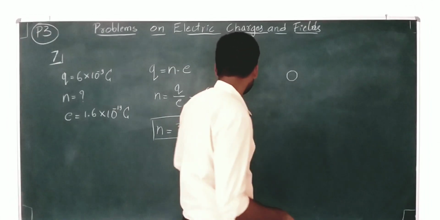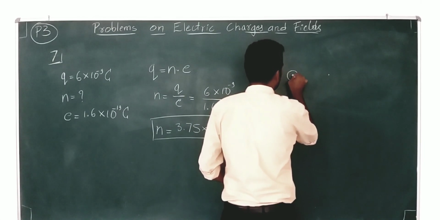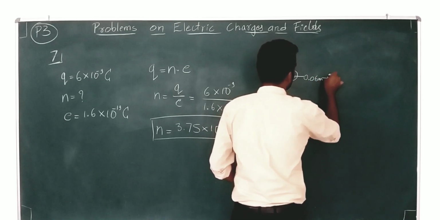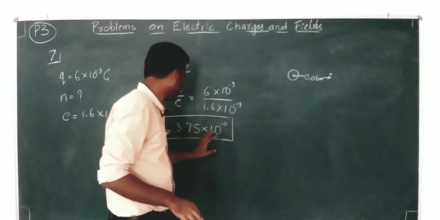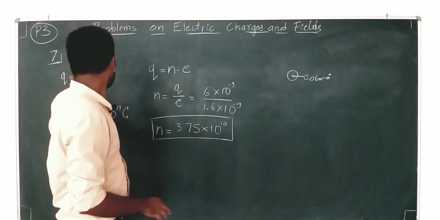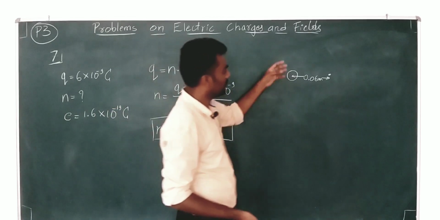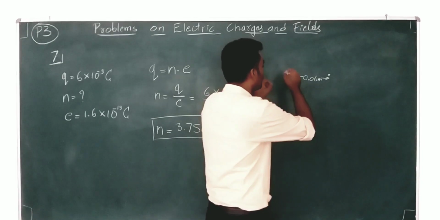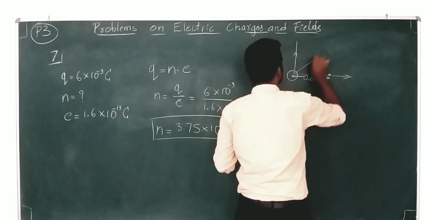Now we need to find the electric field at a point situated at 0.06 meter from the center of this sphere. So one thing is clear, if I remove 3.75 into 10 to the power of 10 electrons from this sphere, it will get charged to 6 into 10 to the power of minus 9 coulomb. Okay, it has charged. Now this charged sphere will obviously have its own electric field surrounding it, right? In fact, if you want to draw it, it's radially outward because it's positively charged.